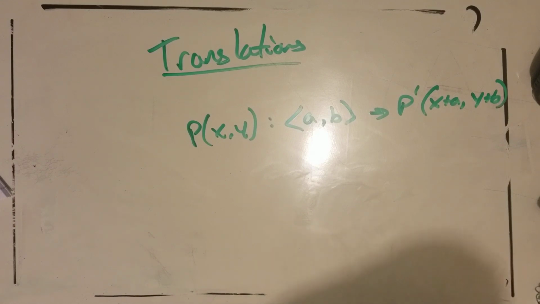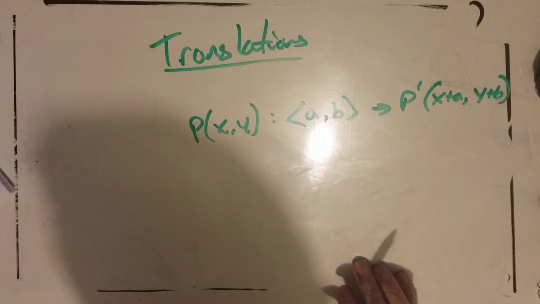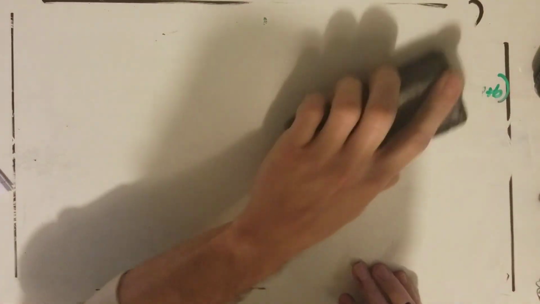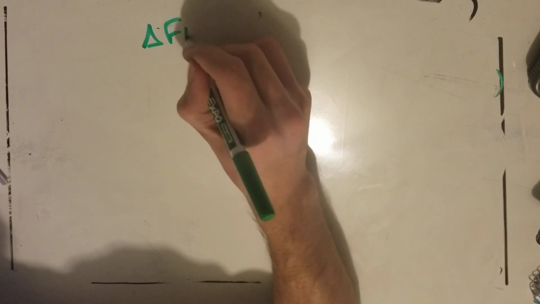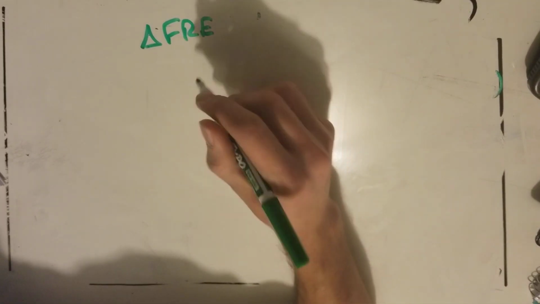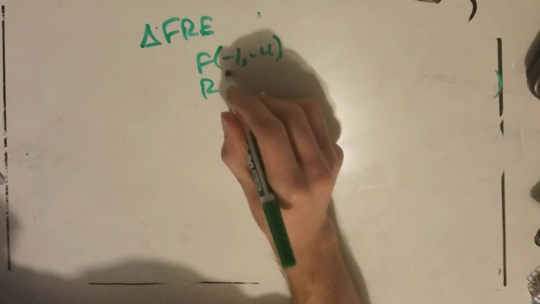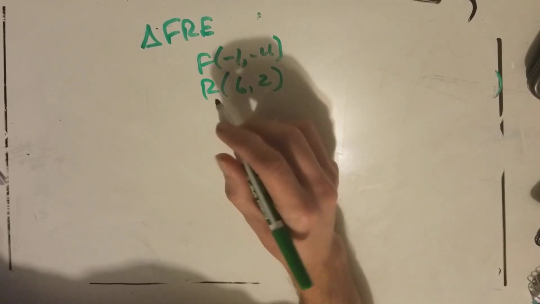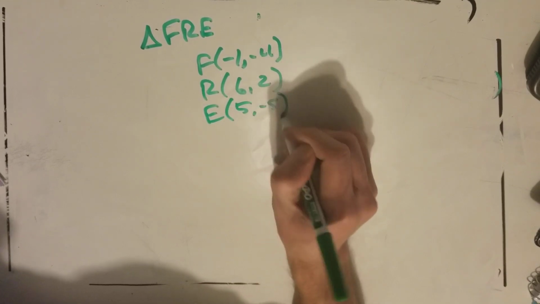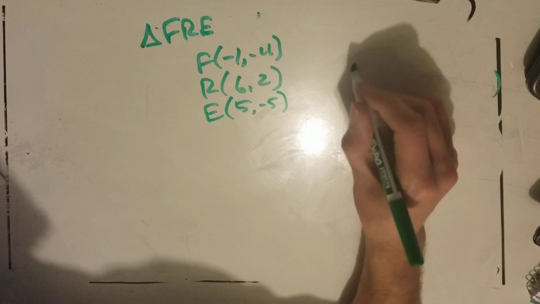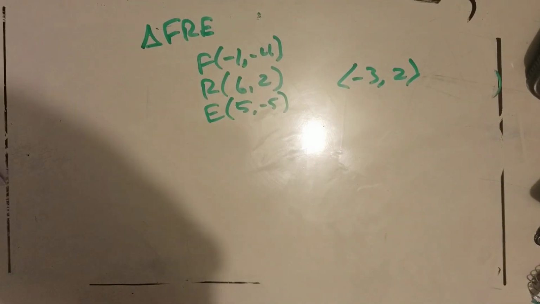So let's go ahead and do the first one just to get a little example done. If we have a triangle FRE with vertices F is -1, -4, R is 6, 2, and E is 5, -5, we can translate. We're going to use the vector <-3, 2>.